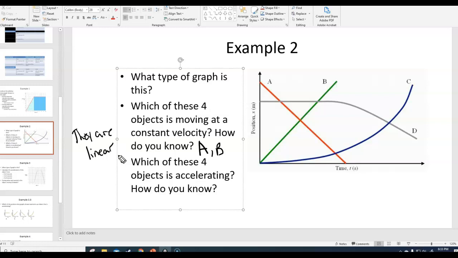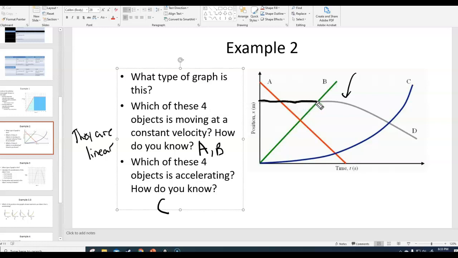Which of these 4 objects is accelerating, and how do you know? Remember that position time graphs turn into a parabola when you have acceleration. So C is definitely accelerating. D, if you look right here, has a little bit of acceleration. What's happening here is the object is not moving right here. The object is at rest. The slope is 0.